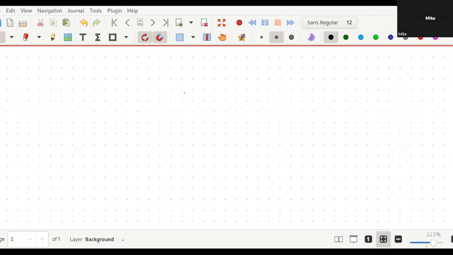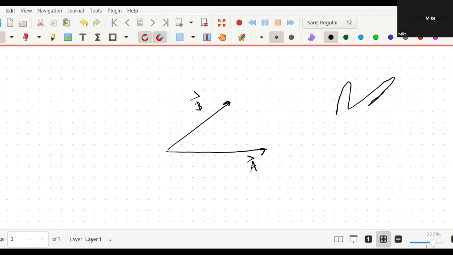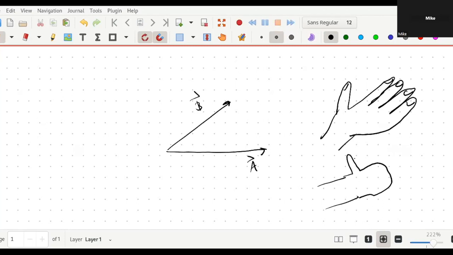So, let's say you have two vectors. The right hand rule is for getting the direction of the cross product. If you have your right hand, let me just draw a right hand. Now, if you form a fist, the thumbs up sign, that's how the hand folds.